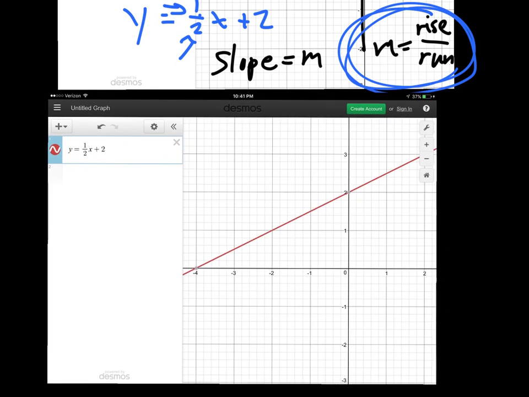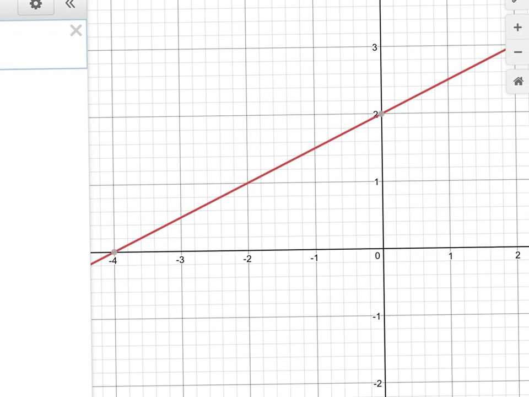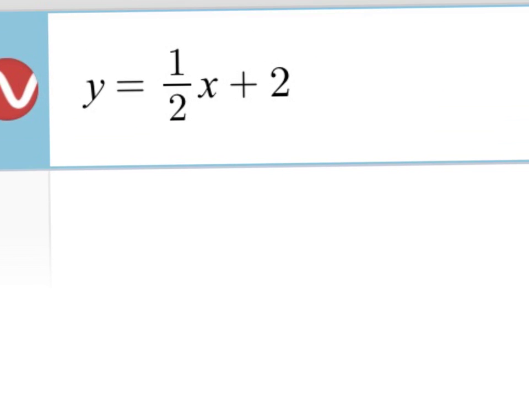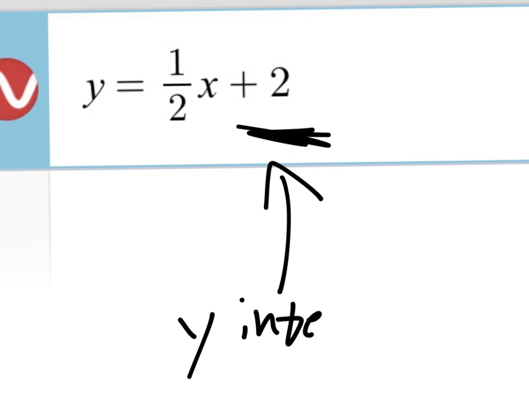Bam, okay? So let's zoom in again. We know that this is 2 and this is -4. We don't care about the -4 as of right now. What we do care about is how do we graph this? How do we know where it exactly is, right? So we know that right here is 2. That is our y-intercept, remember?